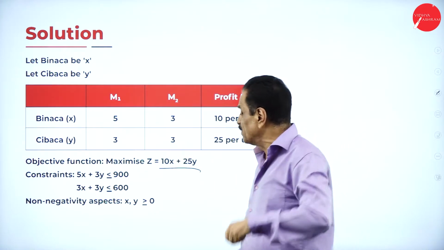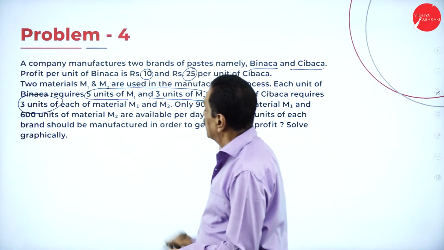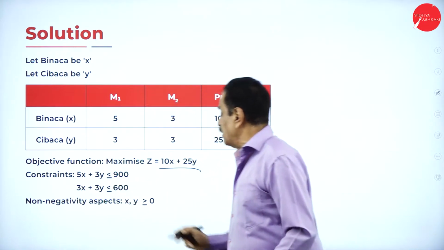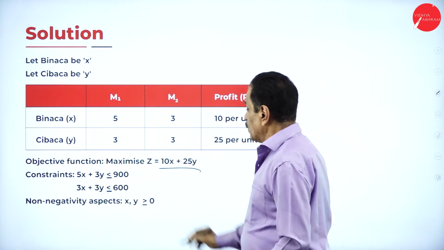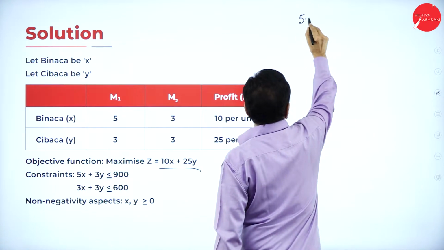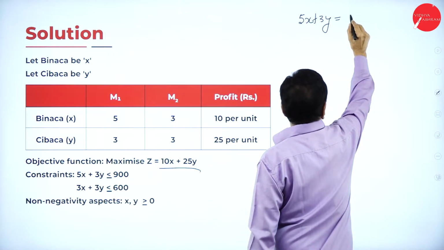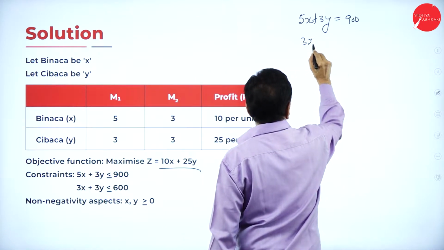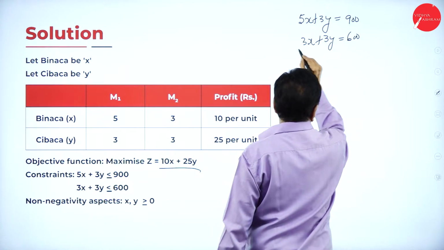Subject to the constraints 5x plus 3y is 900, as they have given, and 3x plus 3y is equal to 600, where x and y should not be less than 0. So we'll go with these equations. 5x plus 3y is equal to 900. Second one, 3x plus 3y is equal to 600.